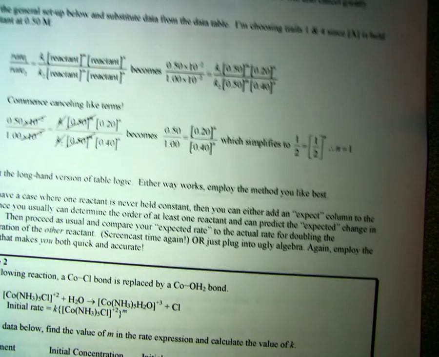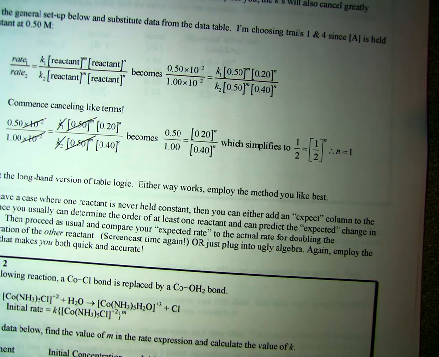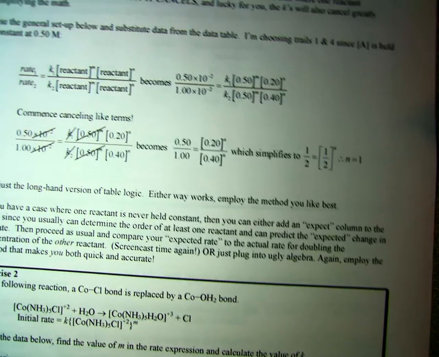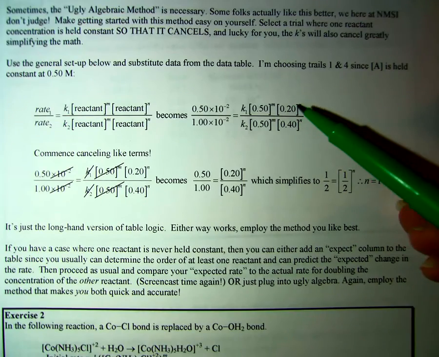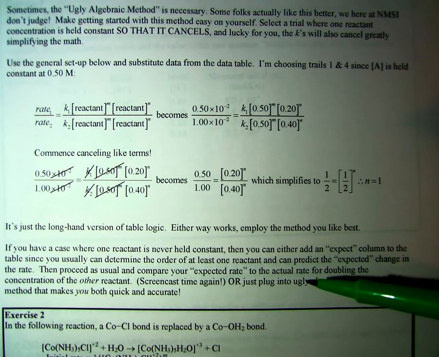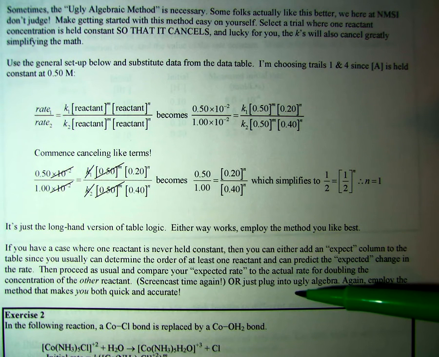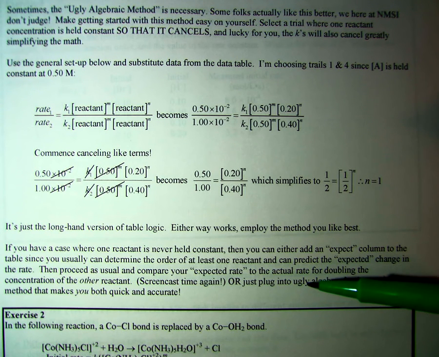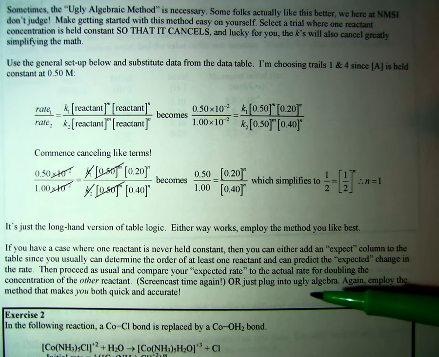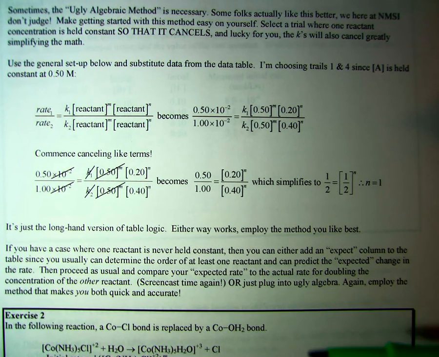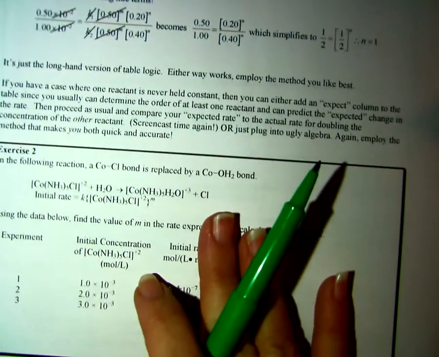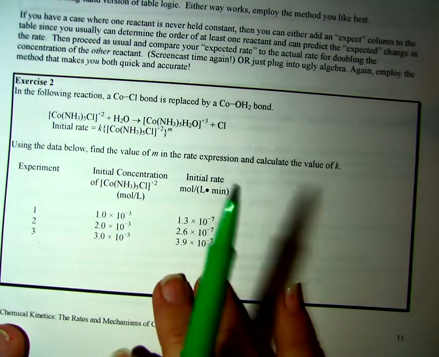Now, a couple of examples. The ugly algebraic method, I'm going to let you look at that yourself. If you really want to do the math, that's how you do it. It makes a long equation, but you will still work out and get your exponent, okay? It's just a longhand version. All right, look at exercise 2.